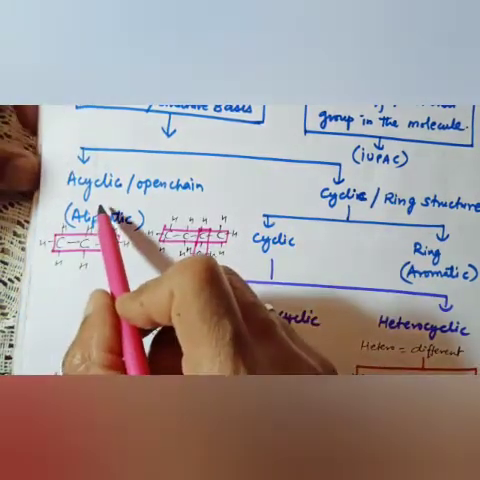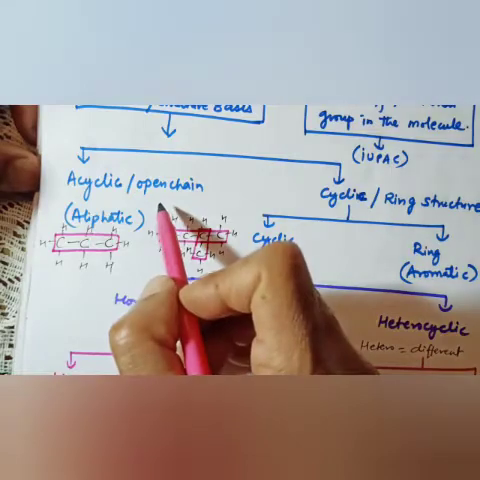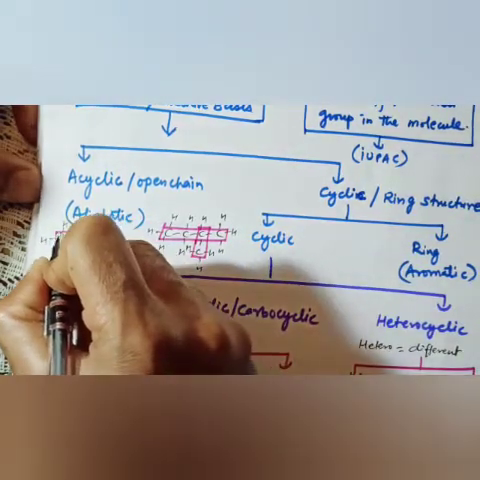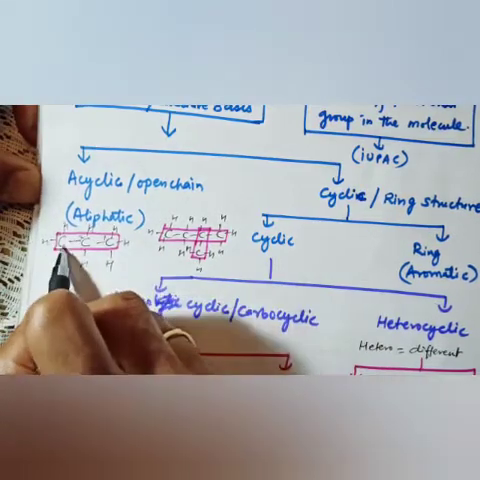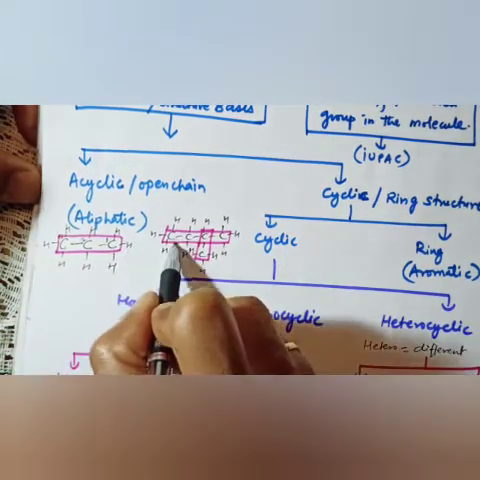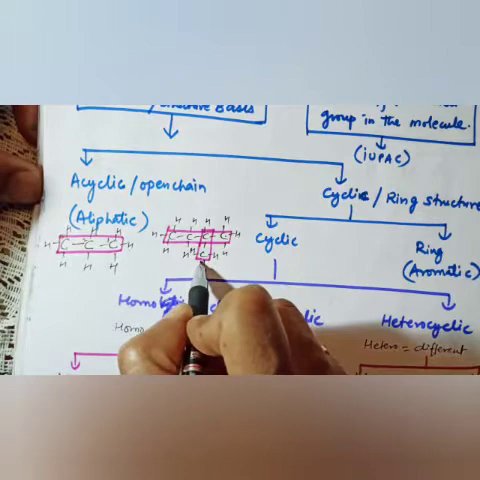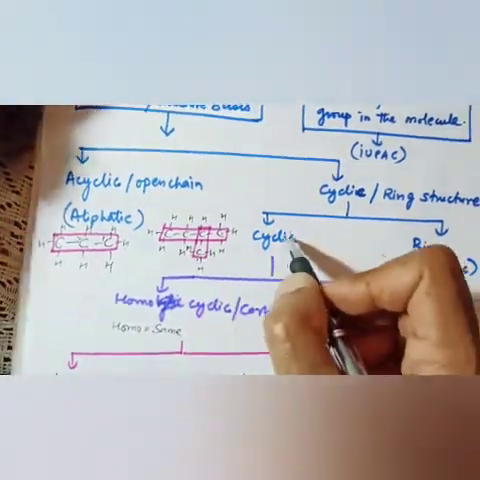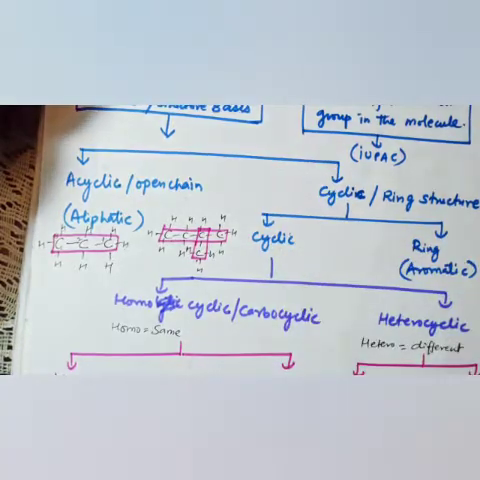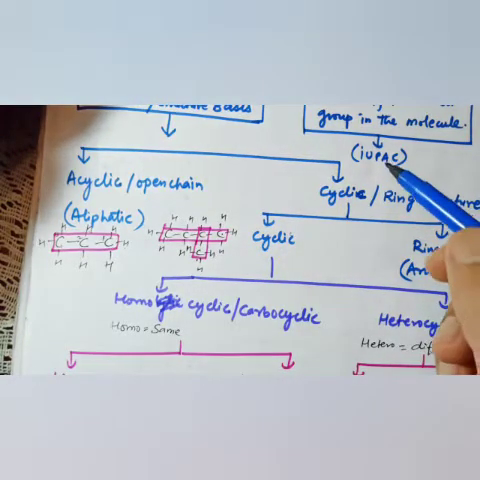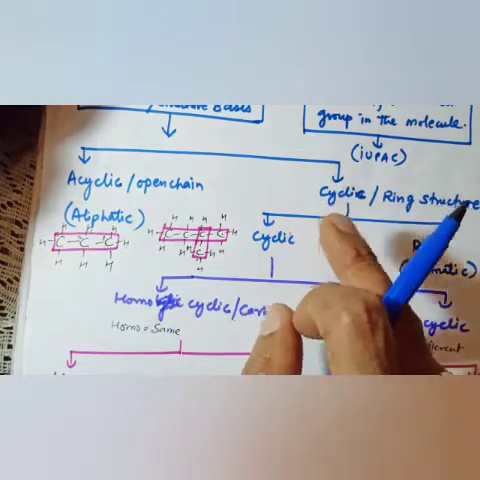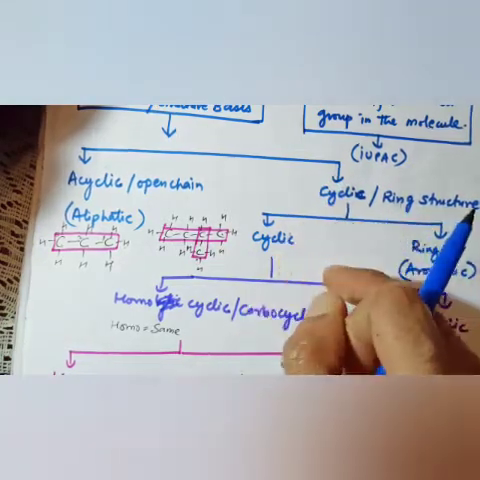So acyclic, or open chain, is like this, where there is some starting point and some end. Whereas in cyclic there is no start and end; the starting and ending point is the same. Cyclic compounds are those compounds which contain one or more closed chains. So it is of two types.